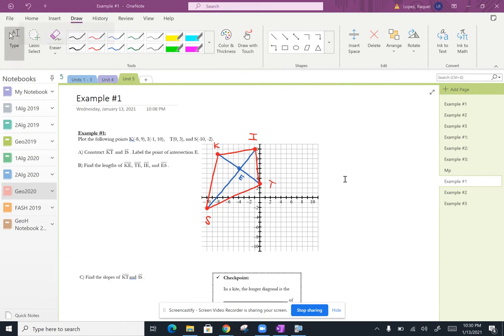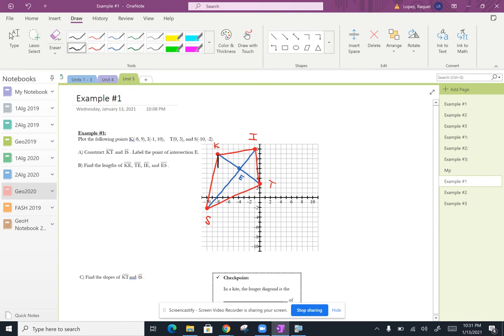By the way, if you need to pause the video and make a quick sketch for yourself, you should feel free to go and do that just so that everyone is on the same page. Okay, so the first part of the problem says that they want us to find the lengths of KE, TE, IE, and ES. So that's a lot of lengths. And it looks like those are the smaller segments that make up the diagonal. So let's start off with finding KE.